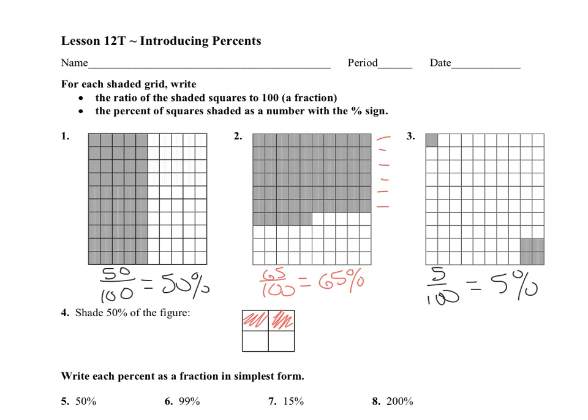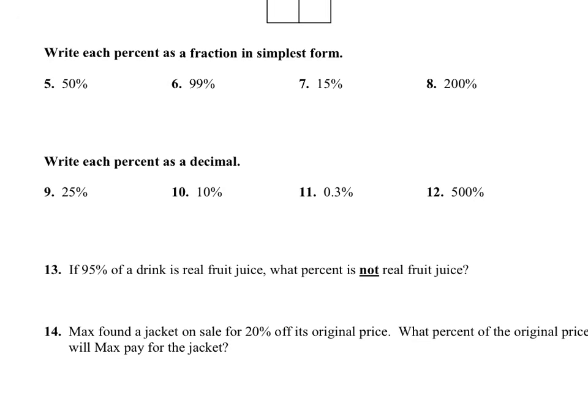Alright, numbers 5 through 8. Your instructions are to write each percent as a fraction in simplest form. So here's what we do. For number 5, you've got 50%, so 50 out of 100. What's the greatest common factor of 50 and 100? The greatest common factor is 50. So I'm going to divide both the numerator and the denominator by 50. 50 divided by 50 is 1, and 100 divided by 50 is 2.